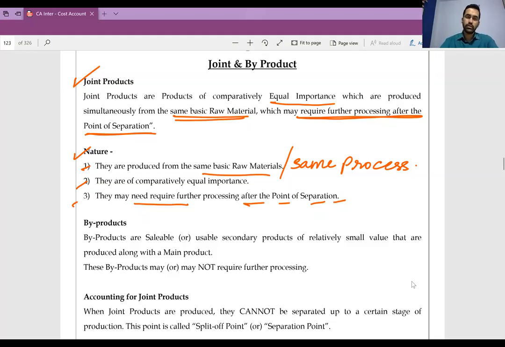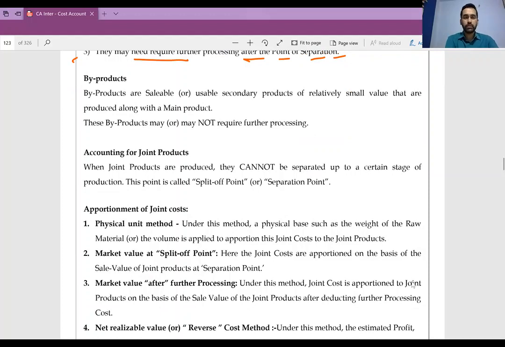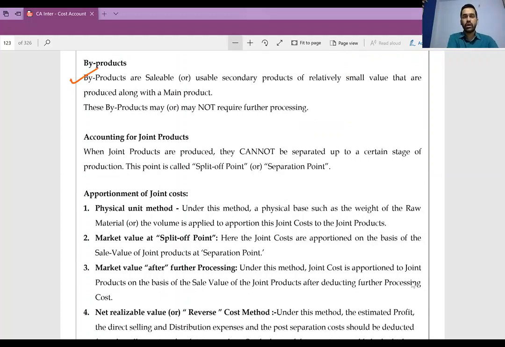Yes. Then what is byproduct? Byproducts are saleable or usable, important here, secondary products of relatively small value that are produced along with the main product. These byproducts may or may not require further processing.